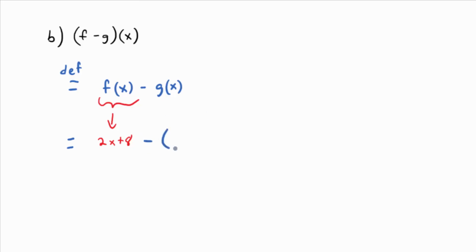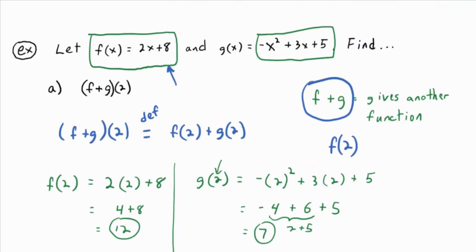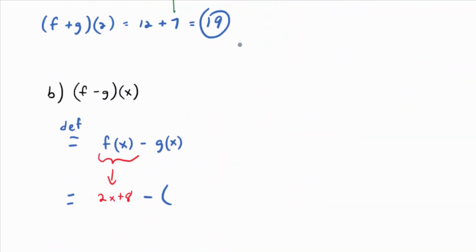Minus, parentheses, g of x. G of x is negative x squared plus 3x plus 5. Negative x squared plus 3x plus 5. What do you notice that I put around g of x? So I'm replacing g of x with its formula, right? What did I put around it? Parentheses, because you have to subtract the entire formula.